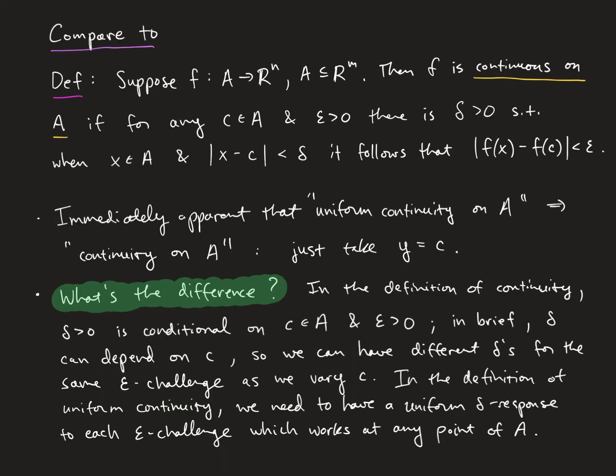I've written down here the summary of the answer I just gave. Again, in the definition of continuity, your delta is conditional on the c and the epsilon. So in brief, your delta is allowed to depend on c, and you can have different deltas for the same epsilon challenge as you vary c. But in the definition of uniform continuity, there needs to be a uniform delta response to each epsilon challenge, which works at any point of A.